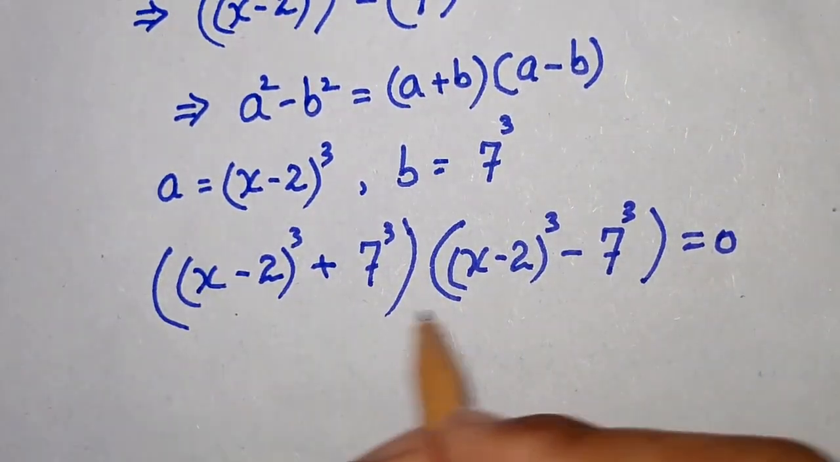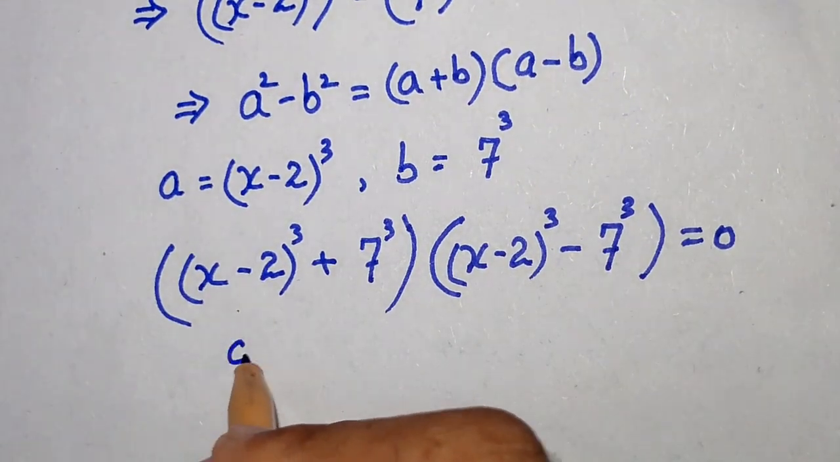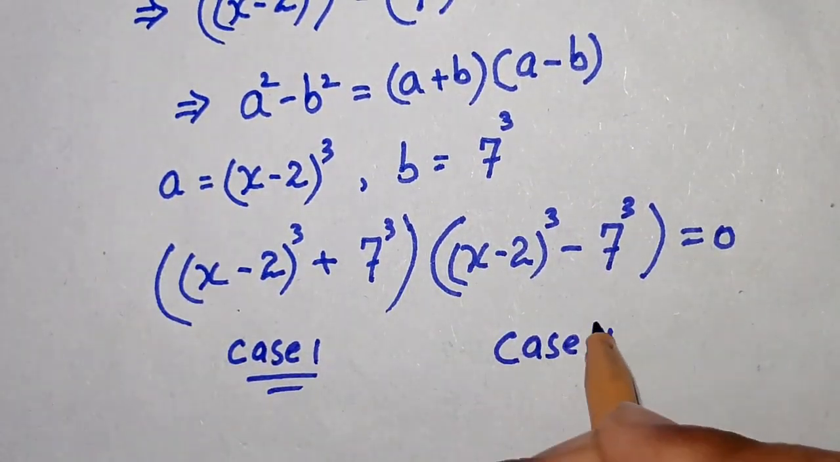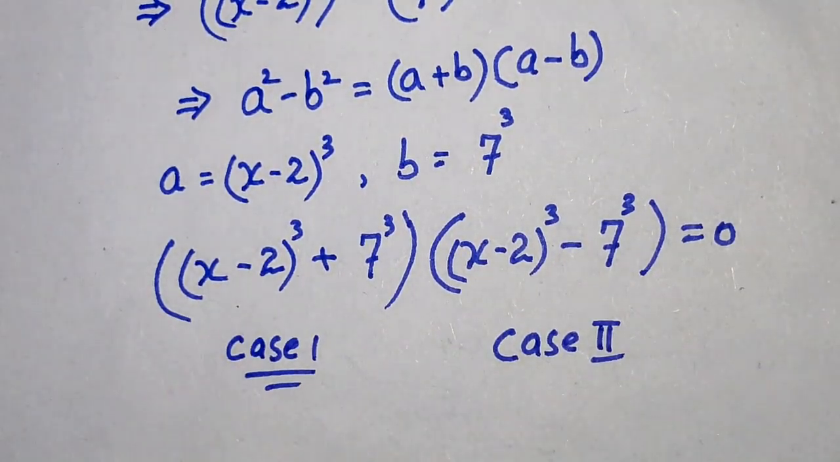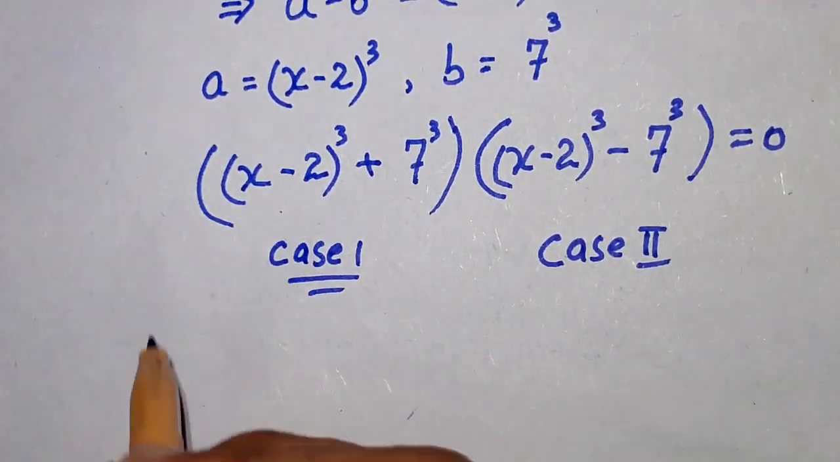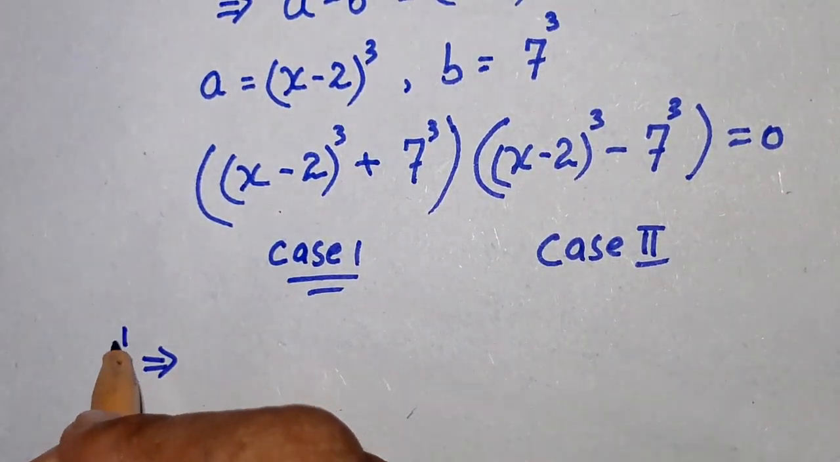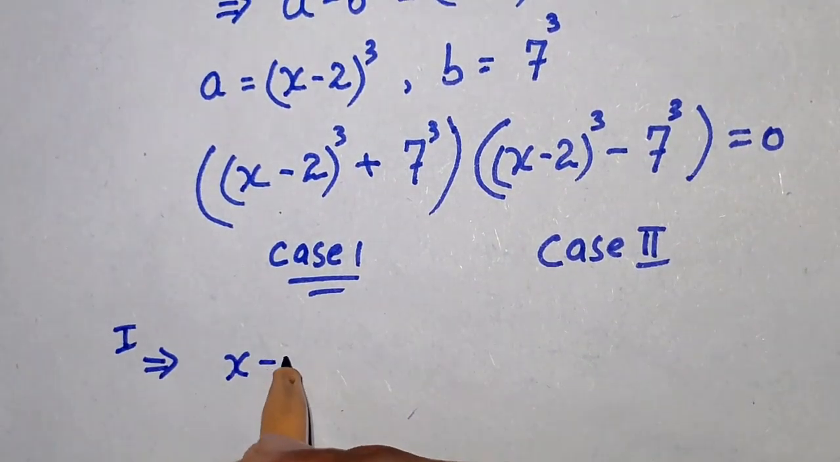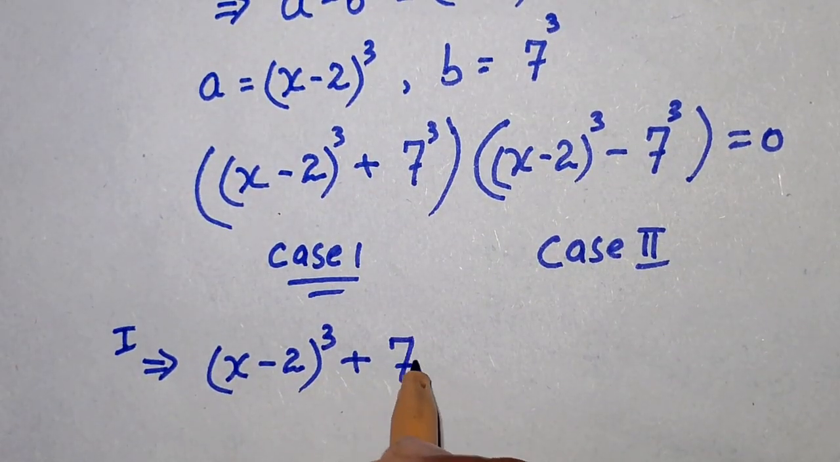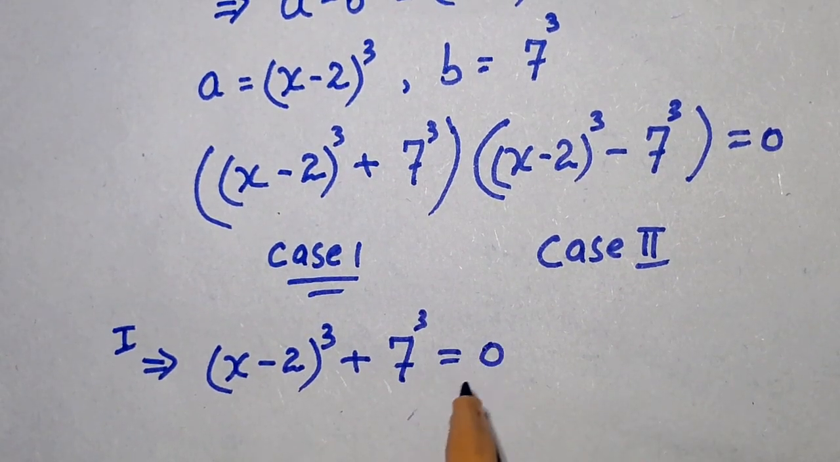Now we obtain two cases. This is case number 1 and this is case number 2. First of all, we have to solve case number 1, and after that we have to solve case number 2. Case number 1 is (x − 2)^3 + 7^3 = 0.